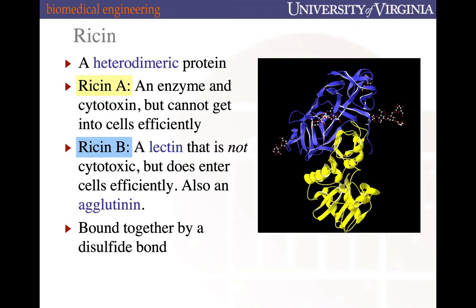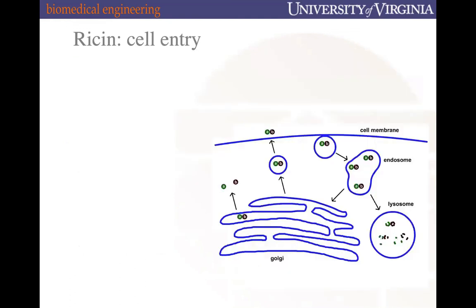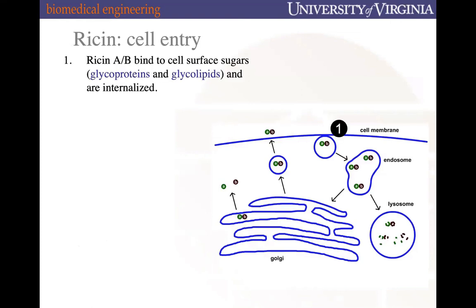And ricin A and ricin B are held together by a disulfide bond. And so we're going to talk about that disulfide bond and how it contributes to activity once it's in the cell. We haven't talked about protein trafficking yet, but I'm just going to walk through what this looks like. So at step 1, we have the ricin A-B heterodimer binding to the glycoproteins and glycolipids on our cell membrane, and the, for lack of a better phrase, the clumping together, the agglutinin nature of ricin B heterodimers contributes to the internalization or the endocytosis of ricin.